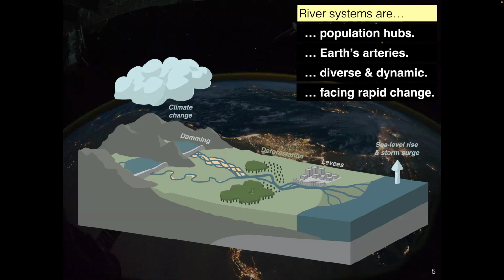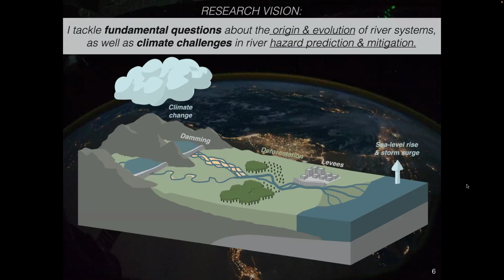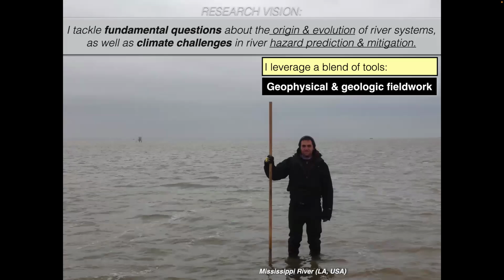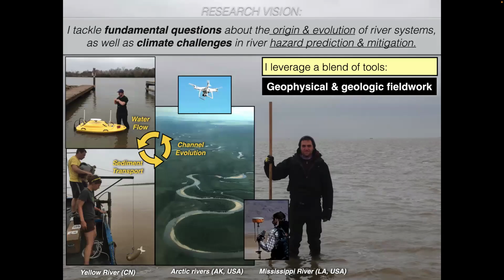So this brings me to my research vision: I tackle fundamental questions about the origin and evolution of river systems, as well as climate-related challenges and river hazard prediction and mitigation. I use a bunch of different tools to tackle these kinds of problems. The first one being geophysical and geologic field work. So I've done a lot of work on rivers, a lot of times quantifying things like how the water flows, how that transports sediment in the river, and how over decades to centuries that causes the channel to evolve over time. So this is that morphodynamic cycle.